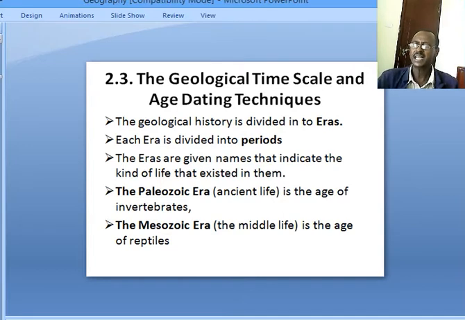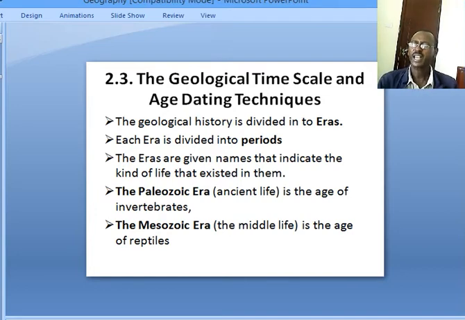The eras are given names that indicate the kind of life that existed in them. By identifying the different life which existed at different times, eras have different names. For example, the Paleozoic era is the ancient life, the age of invertebrates, meaning that invertebrates are animals without backbone. So the era where invertebrates were seen was termed the Paleozoic era.